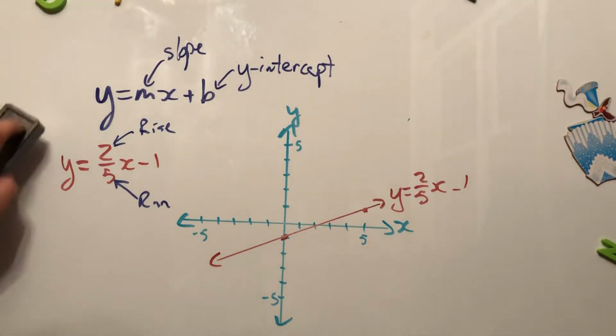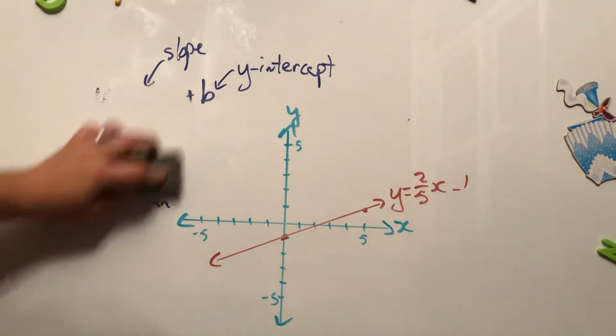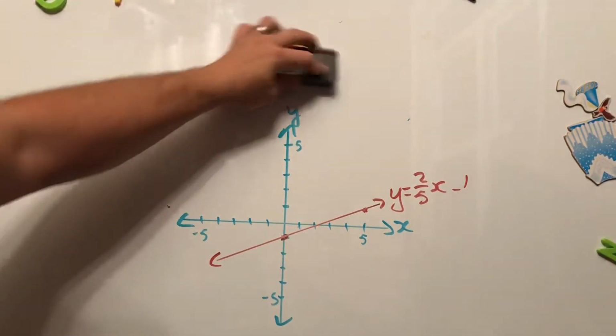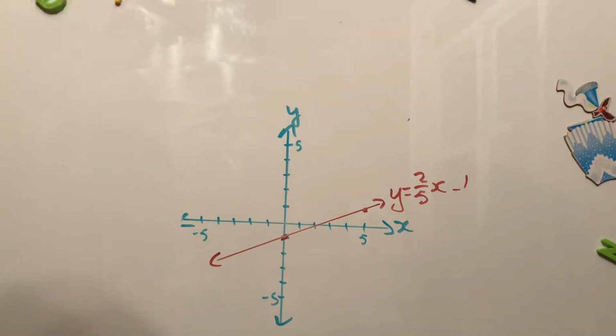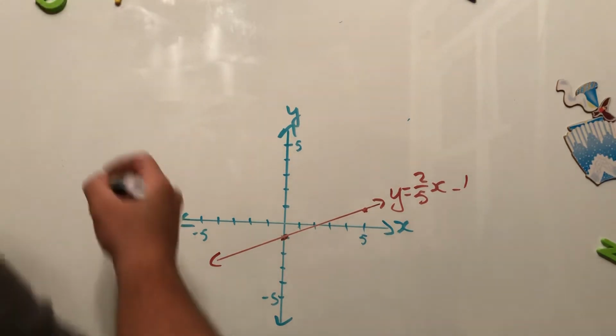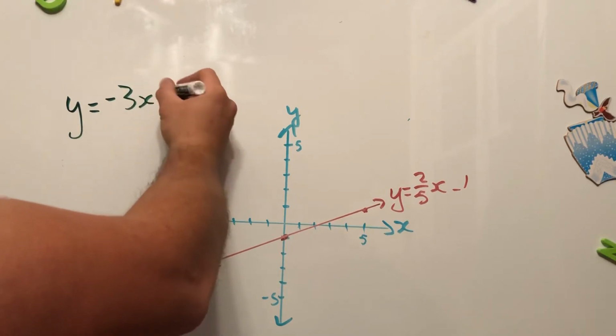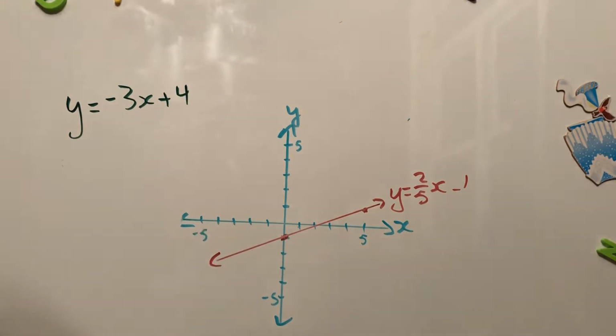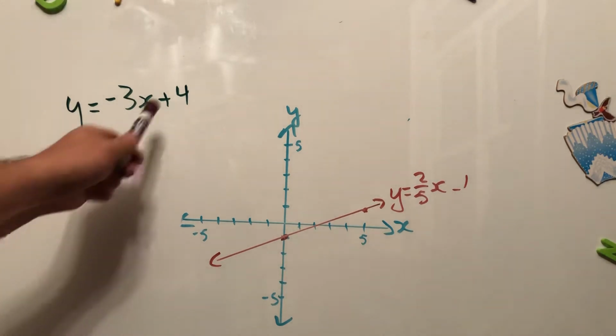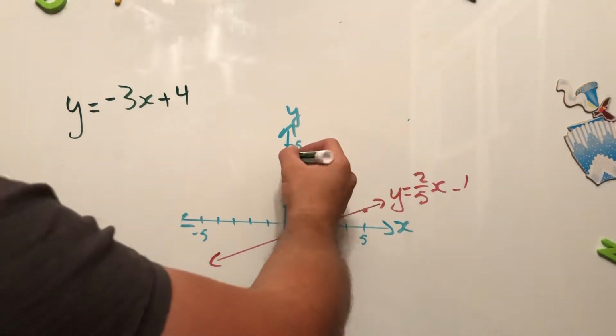Okay, we'll take a look at our next line we're going to graph because it's going to get a little trickier. So our next line that we'll graph will be y equals -3x plus 4. Again, we have the same routine. We start at the y-intercept. So the y-intercept is +4.